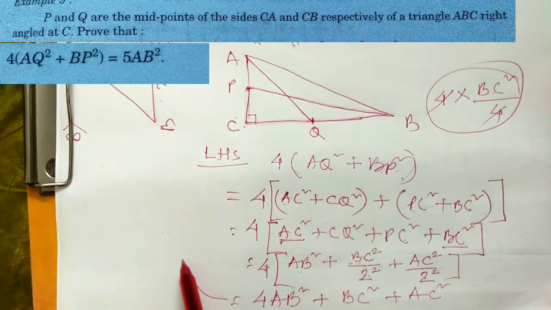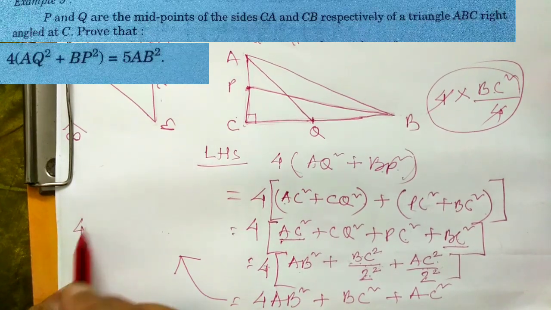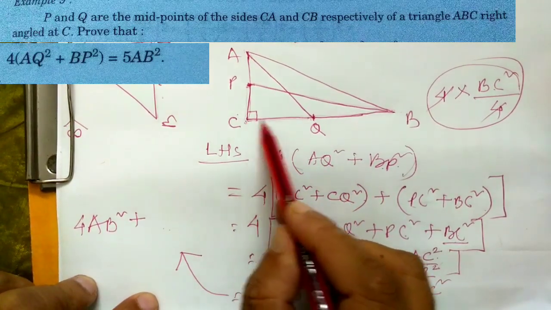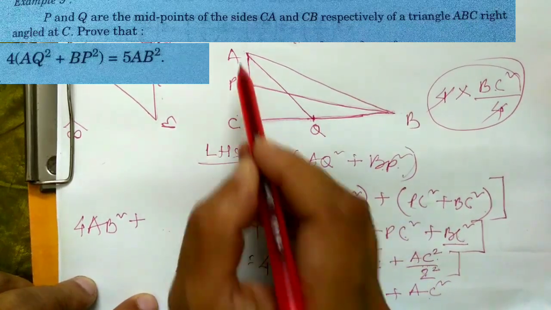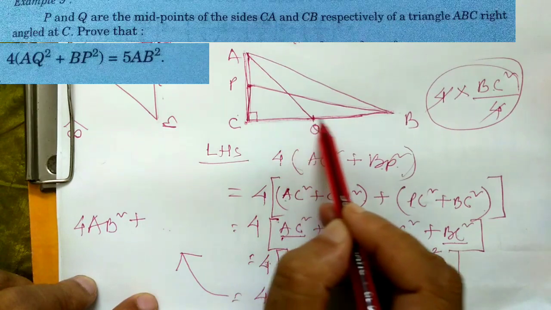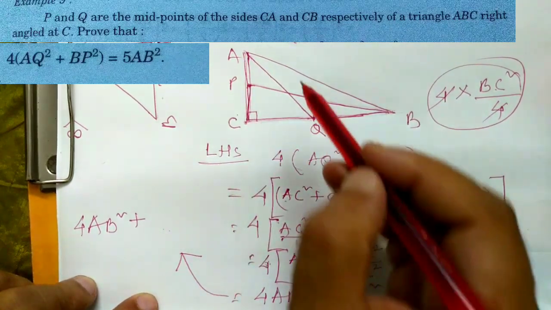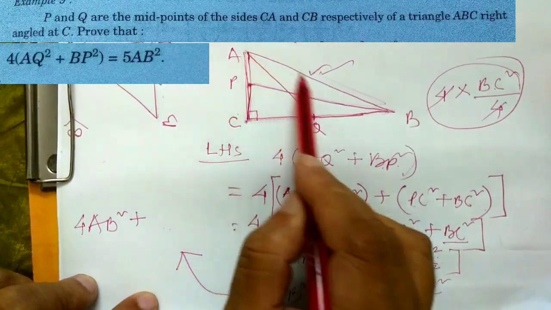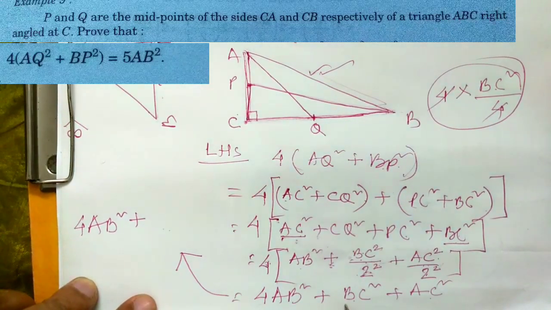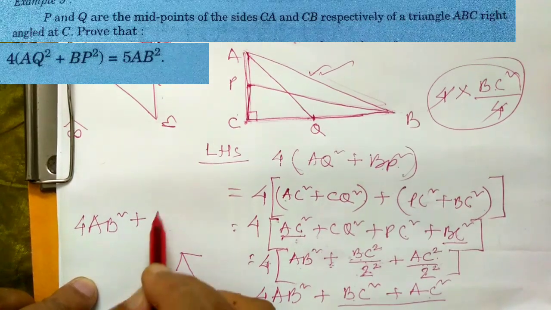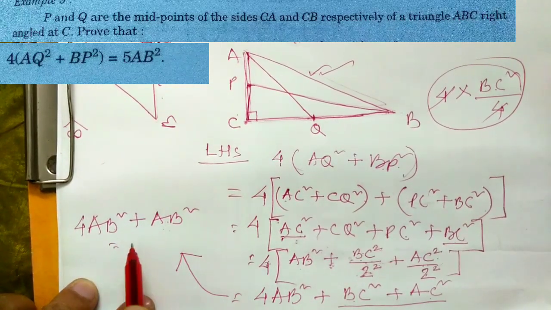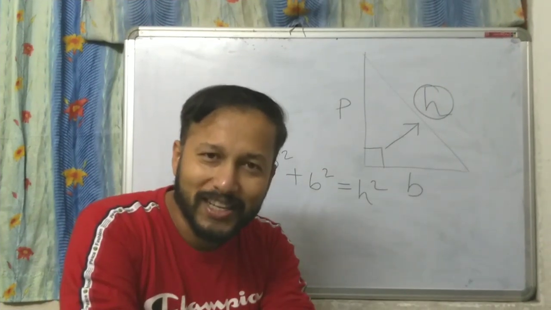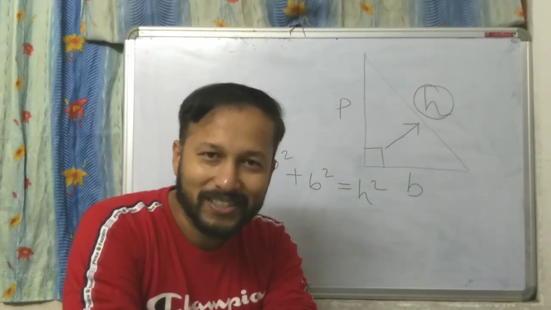Understood? So now I am writing it here. 4AB square plus, now BC square plus AC square. What is BC square plus AC square? Yes, BC square plus AC square. You can say that base square plus perpendicular square equal to, yes, hypotenuse square from the bigger triangle. That is AB square. So instead of BC square plus AC square, I can write AB square. So 4AB square plus AB square, that is 5AB square. Proved. So students, I hope you understood these sums and I suggest you practice them. Thank you.